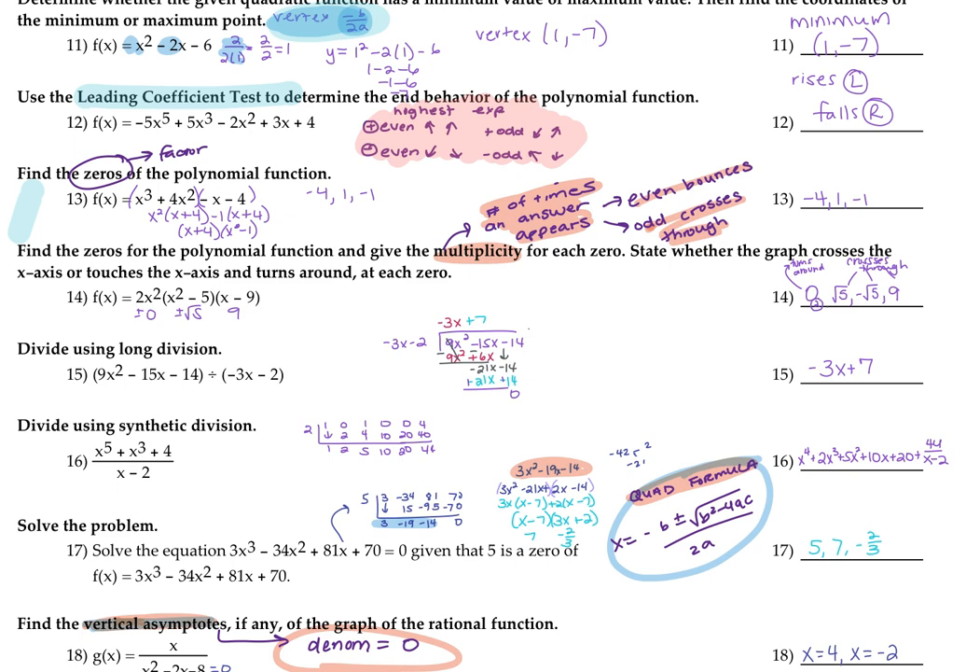So, for example, number 14, 0 occurs twice. So that would have it bounce. Or the wording actually says touches and turns around. It means the same thing, bounces, touches, turns around. Whereas -√5 occurs once, so it crosses through. Positive √5 occurs once, it crosses through. And positive 9 occurs once, it crosses through. We're good on those?